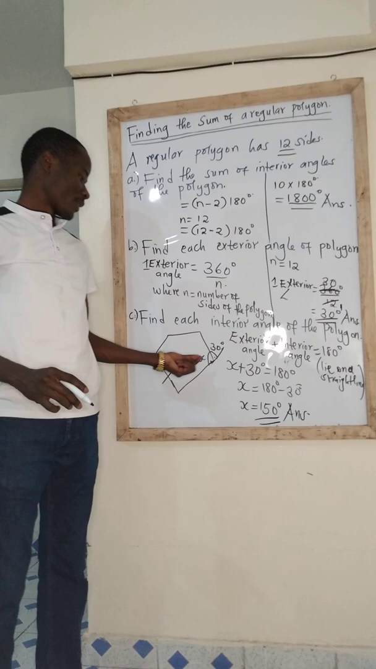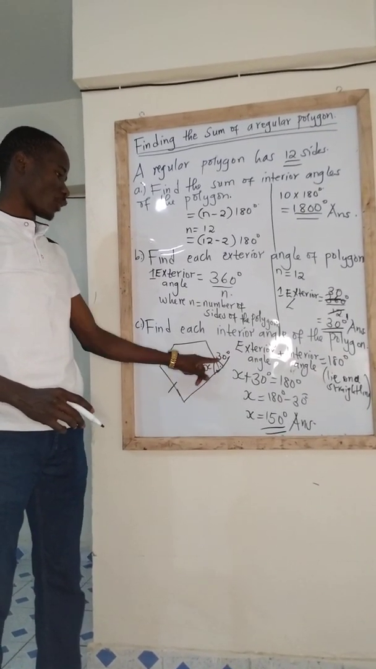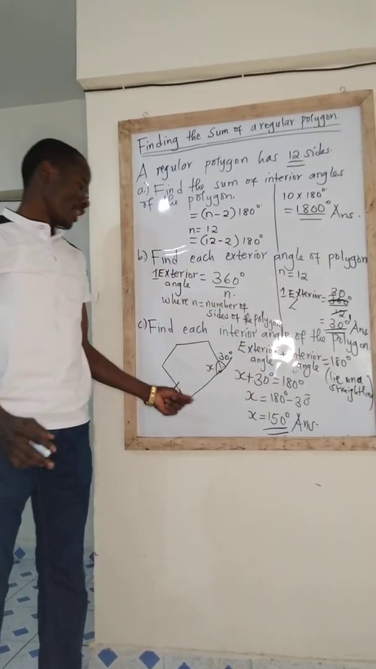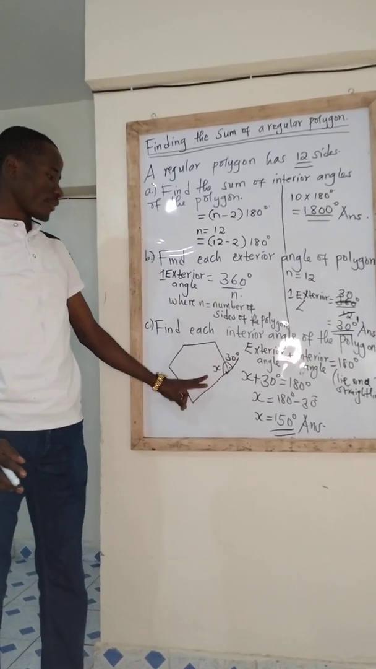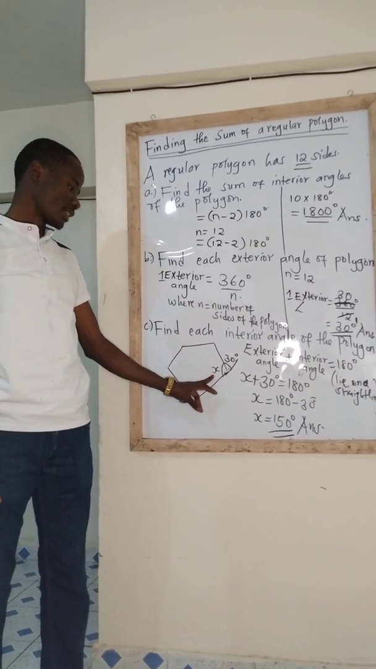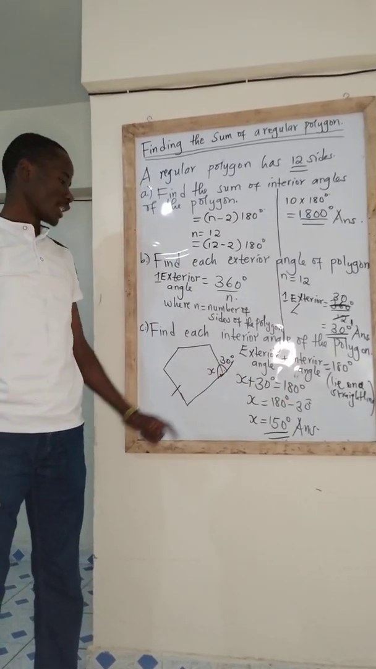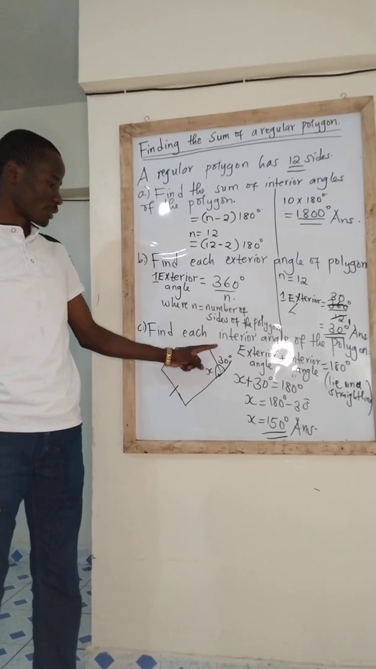What do we need to know? That the sum of interior angle and exterior angle of a regular polygon will always be 180 degrees. Meaning, if you have been given either the interior angle or the exterior angle, you add both and equate it to 180 degrees. Then you find the missing one.